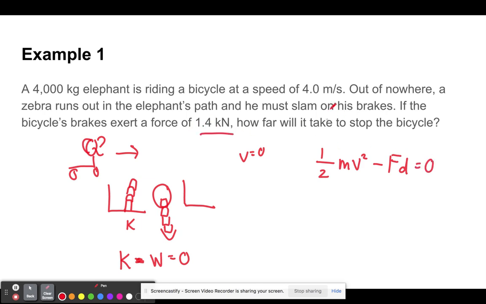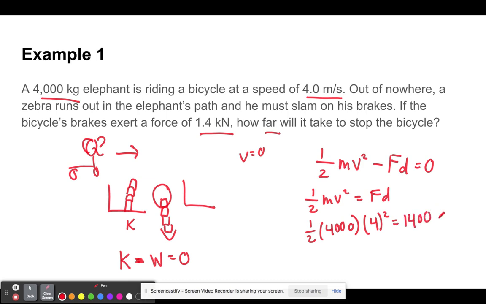Now I have a force, I have a velocity, and I have a mass, and I need a distance. So I have all those things. I'm going to rearrange this. 1/2 mv squared is equal to F times d. So let's plug in what we know. 1/2 mass is 4,000. My velocity is 4 equals, and then 1.4 kilonewton is 1,400 newtons times distance. So let's plug that into our calculator. That's going to be a big number.